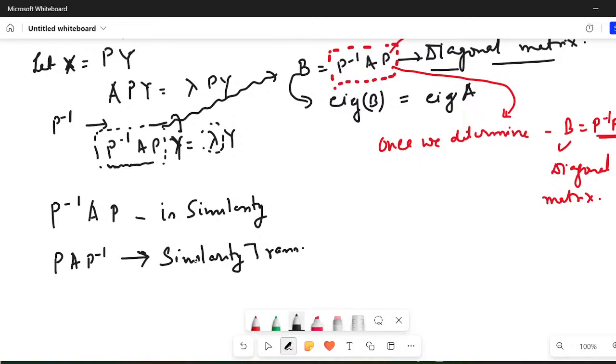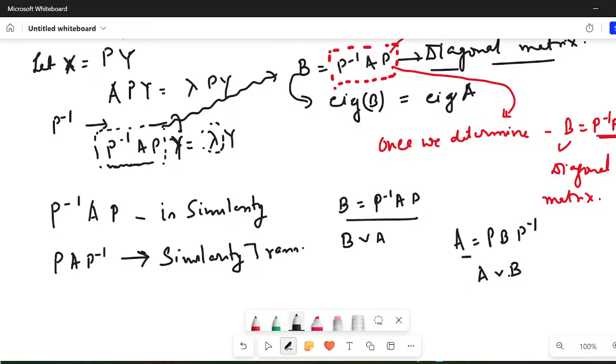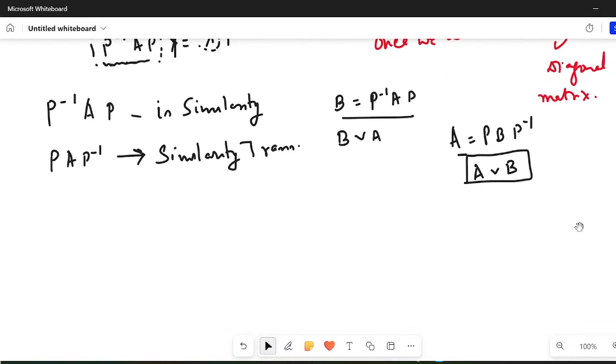Once we connect both of these things, for example, if B is equal to P inverse AP, we say that B is similar to A. Similarly, A would be P B P inverse. So here we would say that A is similar to B. These are what you know as similar matrices.